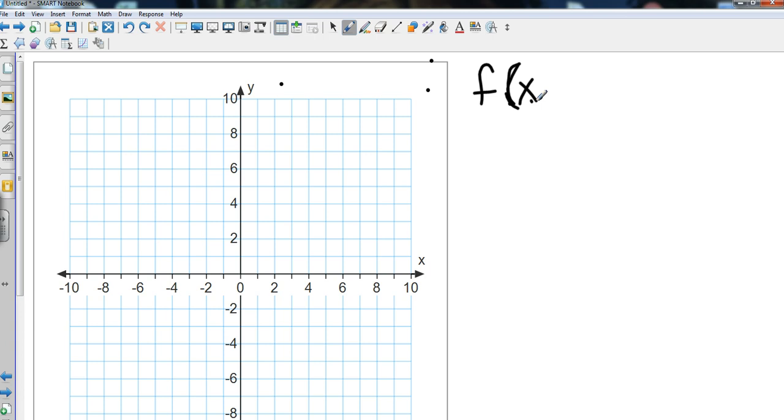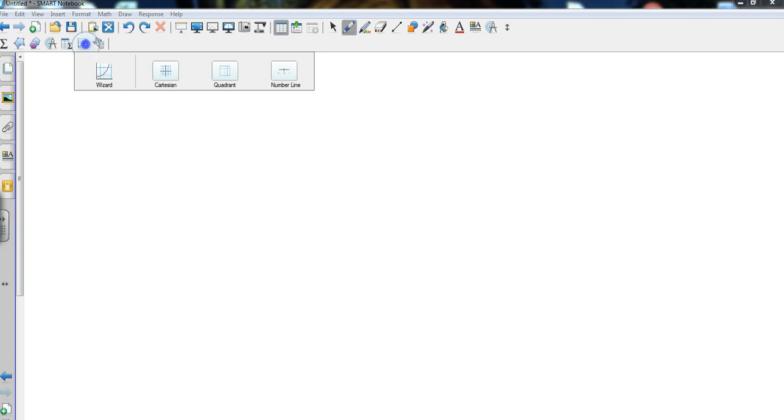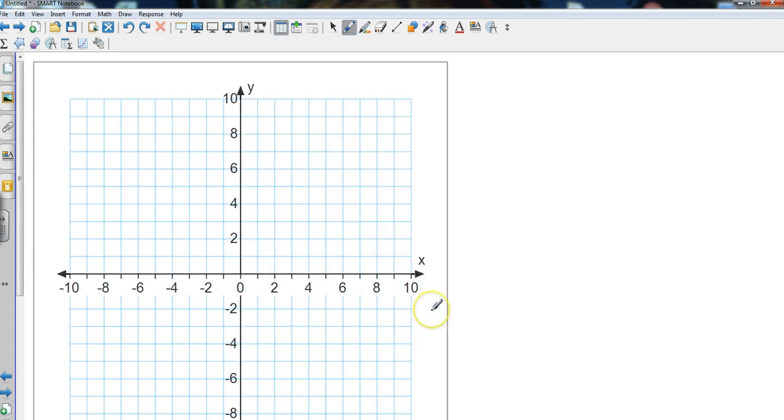Okay, my board's freaking out on me. Just a second. Let me clean this up, guys. Sorry about that. And so I have f of x. I don't know why it's doing that. Okay.